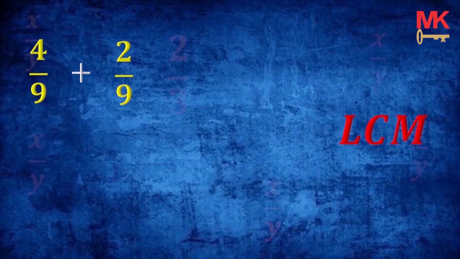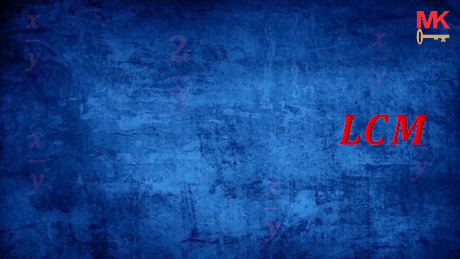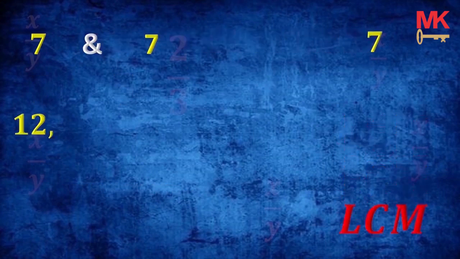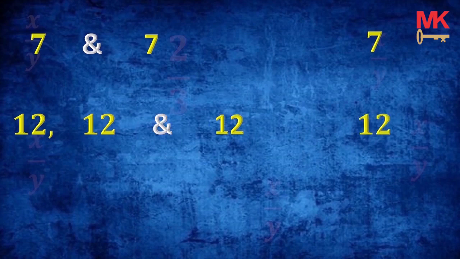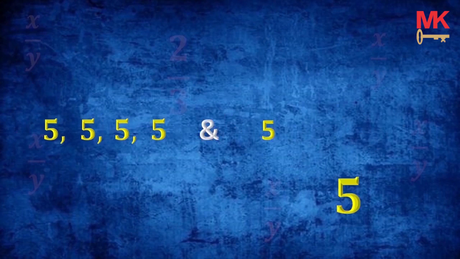What's the good news? The good news is the LCM of the same numbers is always obtained by just picking one of the numbers. For instance, the LCM of 7 and 7 is also 7. The LCM of 12, 12 and 12 is also 12. The LCM of 5, 5, 5, 5 and 5 is also 5. It doesn't really matter how many numbers we are looking at. What matters is that all the numbers are the same. So we'll pick one of them to represent the LCM of the whole numbers.